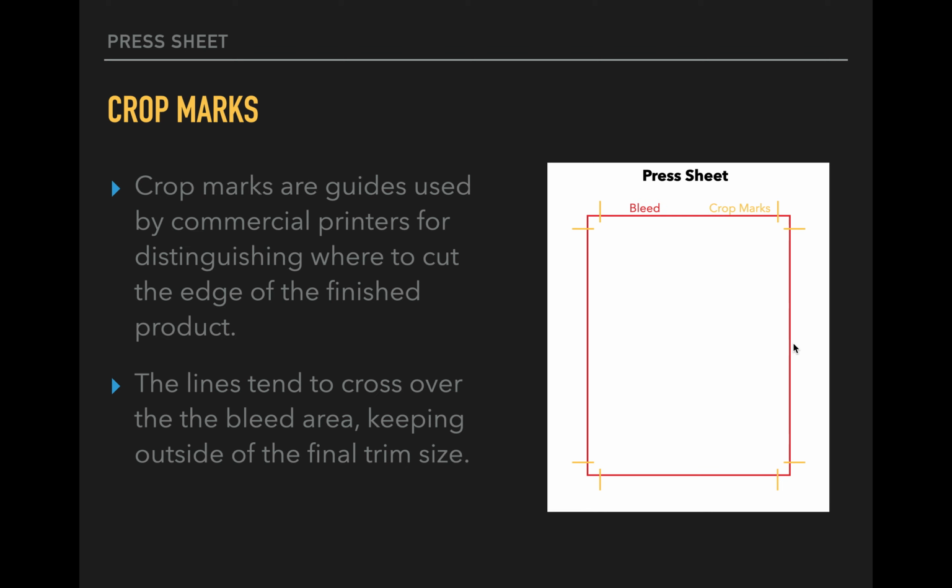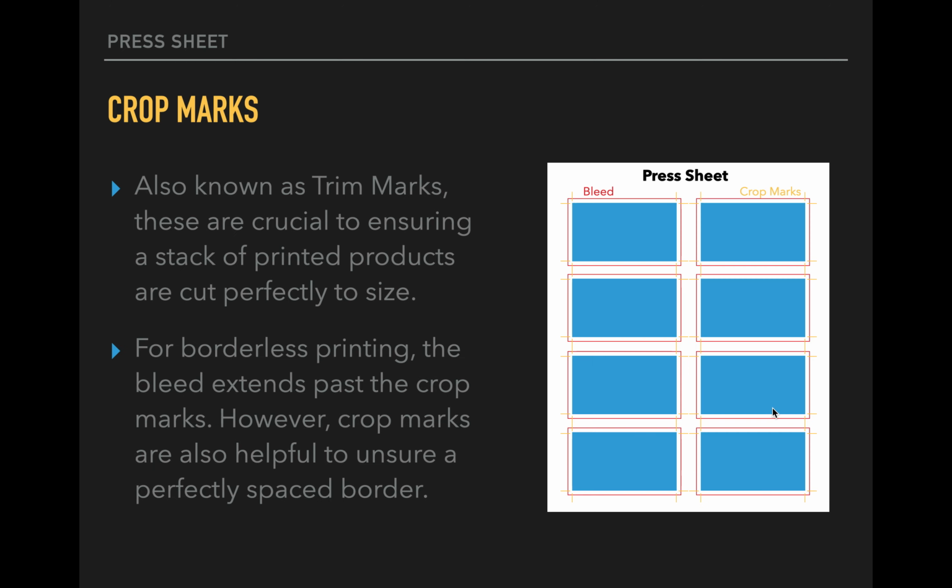Next, we have crop marks. Crop marks are guides used by commercial printers for distinguishing where to cut the edge of the finished product. The lines tend to cross over the bleed area, keeping the outside of the final trim size. So here on the right-hand side, it shows our press sheet and our bleed. Now we've added our crop marks that cross over our bleed line. Also known as trim marks, these are crucial to ensuring a stack of printed products are cut perfectly to size.